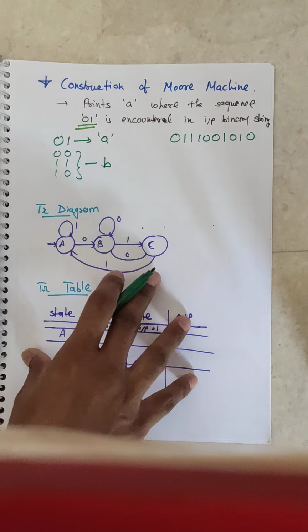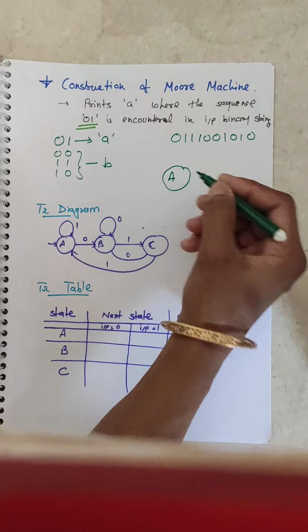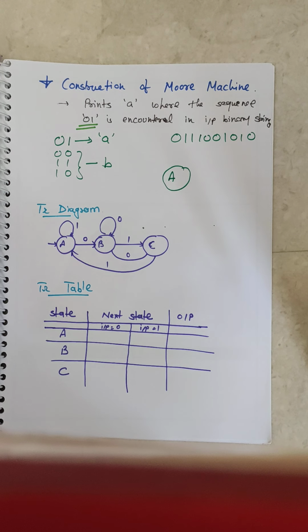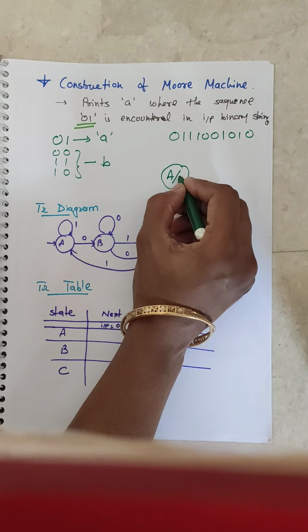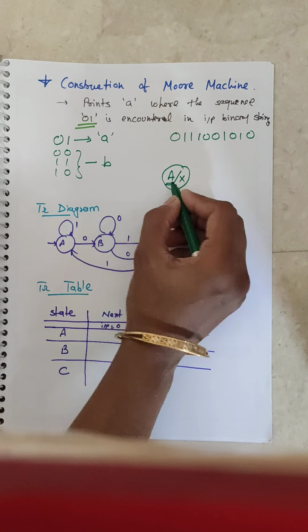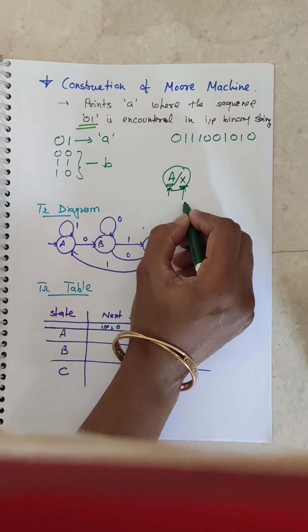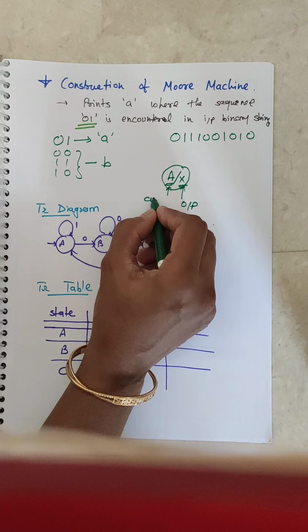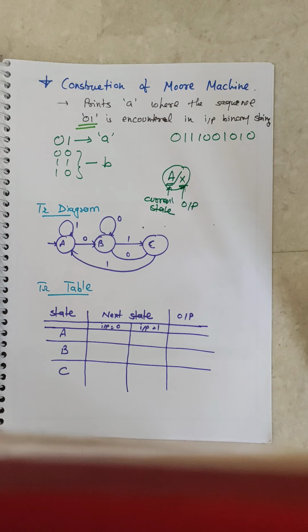When we construct the Moore machine, suppose this is a state and the name of the state is A. At that state we write the output, since the output depends on the present state. So we write the output X. It shows that if it is state A, at that state we generate the output X. This is the output and this is the current state. Now we draw the transition diagram.